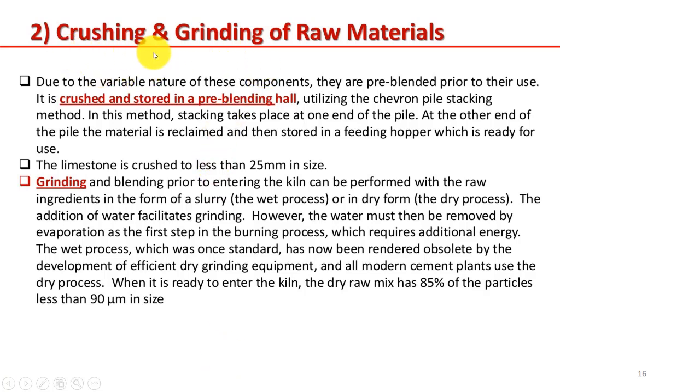In crushing and grinding of raw material, you first crush the raw material into boulders, very large diameter particles like boulders. Then after crushing, you grind these materials into some homogeneous particle size. In the grinding process there are two processes involved. First is the wet process and then the dry process. Usually the wet process is used when soft materials are used.